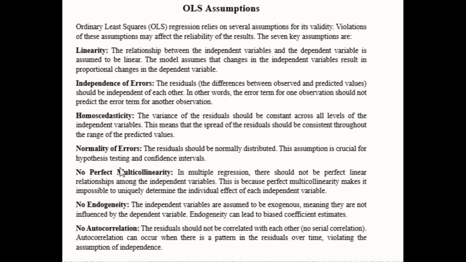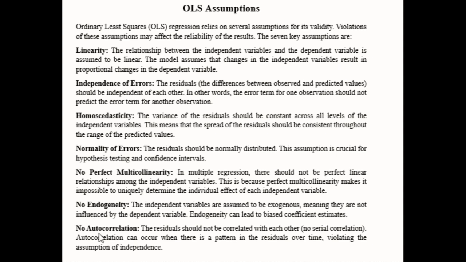The next assumption is about multicollinearity. There should be no multicollinearity in the model, means independent variables must not be correlated with each other. The next assumption is no endogeneity. Endogeneity means there is a relationship between error term or residual terms with the independent variables. So there should be no relationship between them. That's why the assumption is no endogeneity.